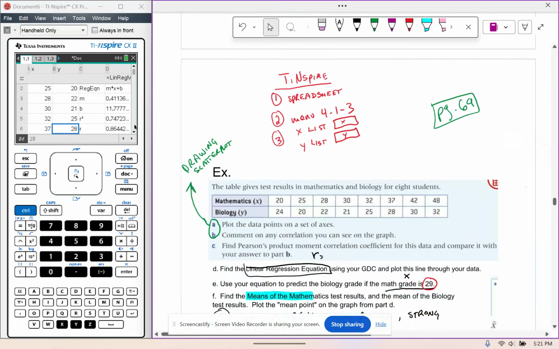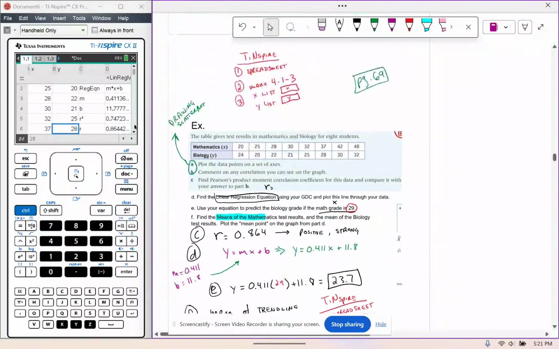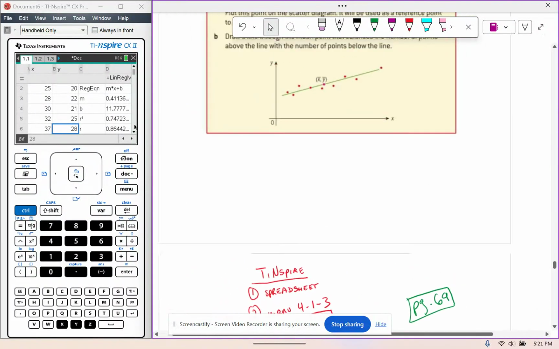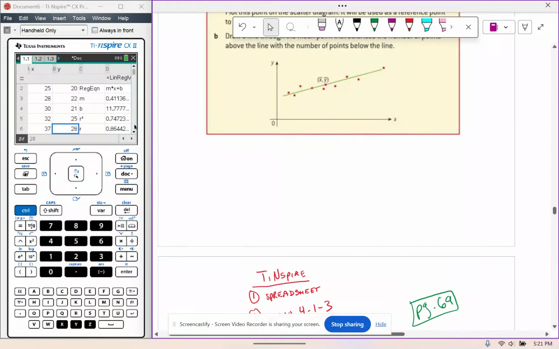So let's see, where can I put directions? I am running out of room here. I am going to put directions just above here. I apologize if you're out of the room. So I'm on page 68 at the bottom here. I'm just going to write how to do a scatter plot. So to do a scatter plot with your TI-Nspire, okay?